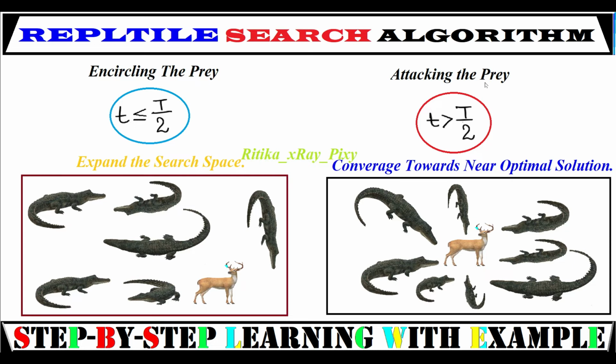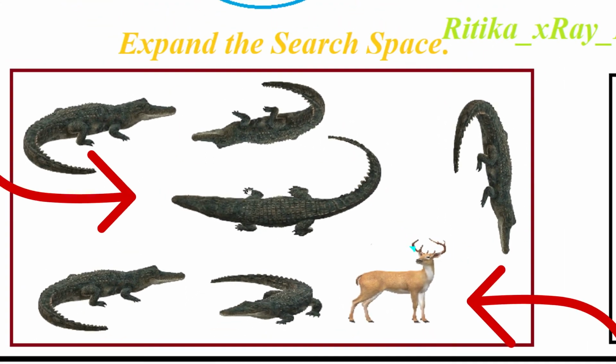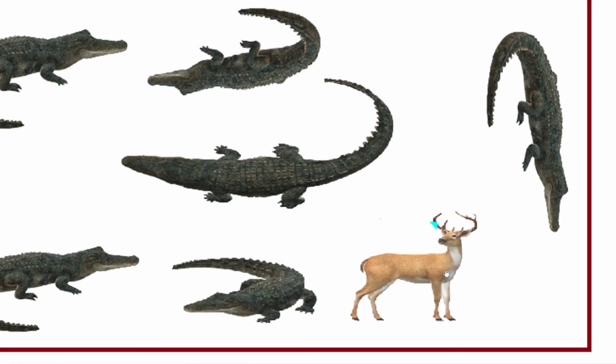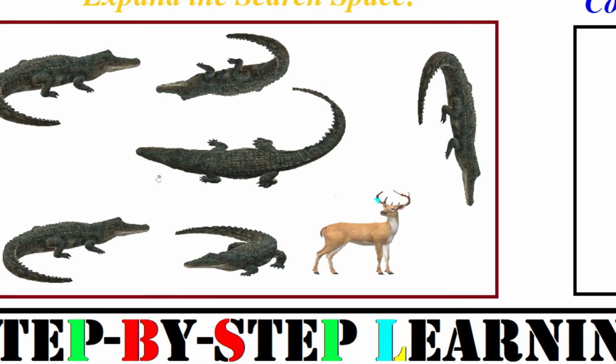After that we will attack the target when the search space converges toward the near optimal solution. In this algorithm you can see here we have population. In real life we can easily distinguish between the prey and predator. We can easily distinguish between the crocodile and the target, but in this algorithm we have a virtual environment.